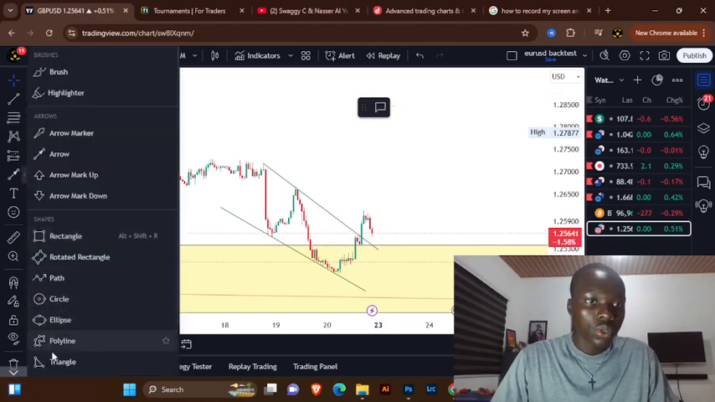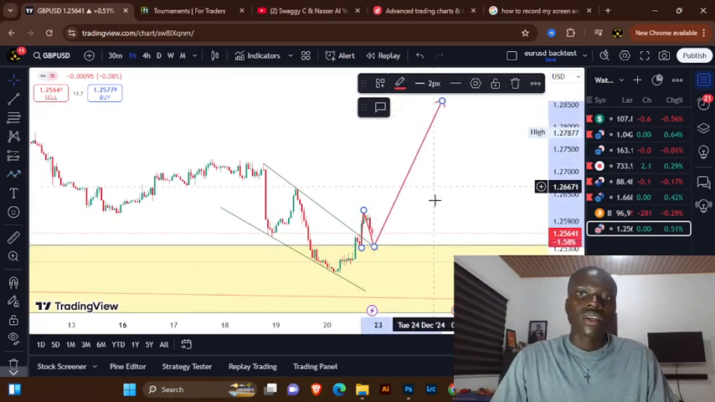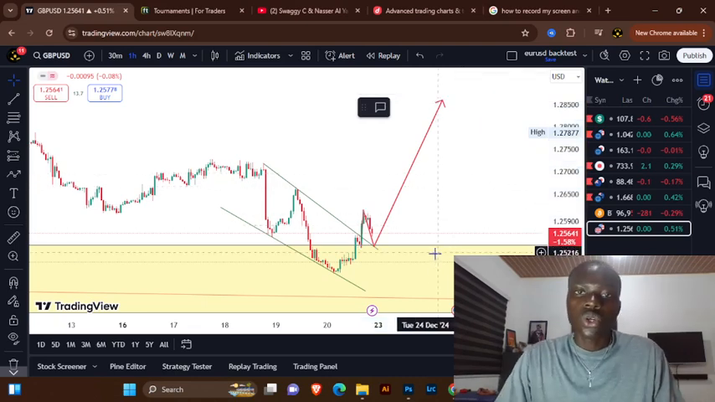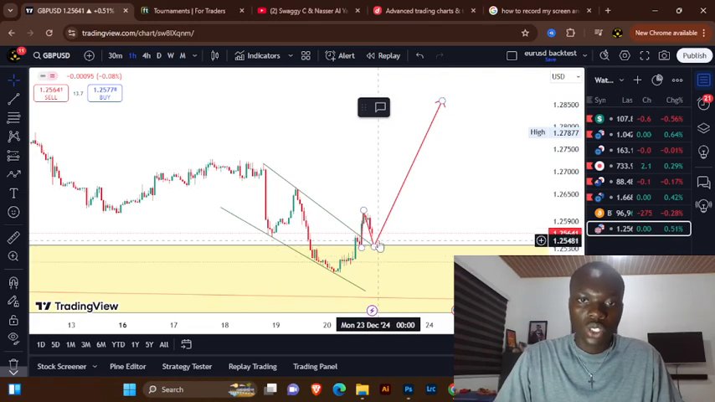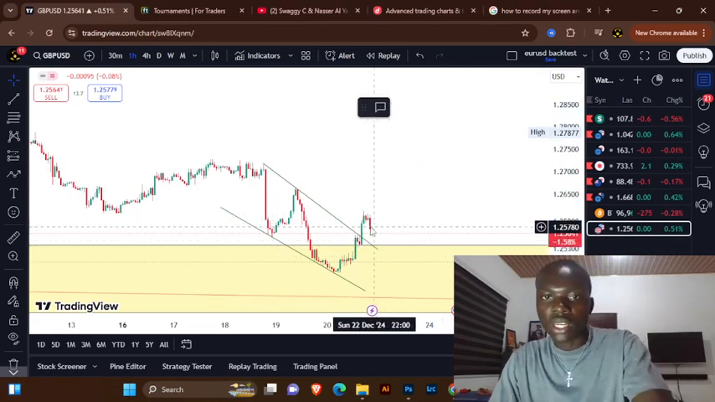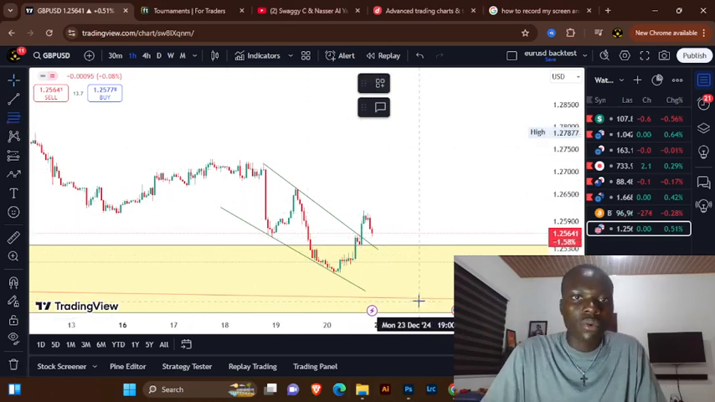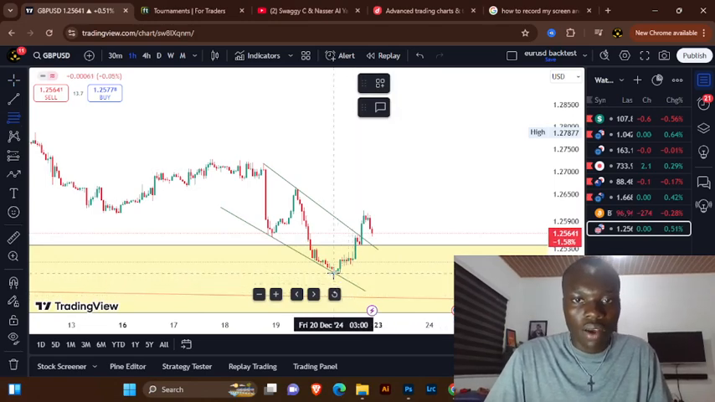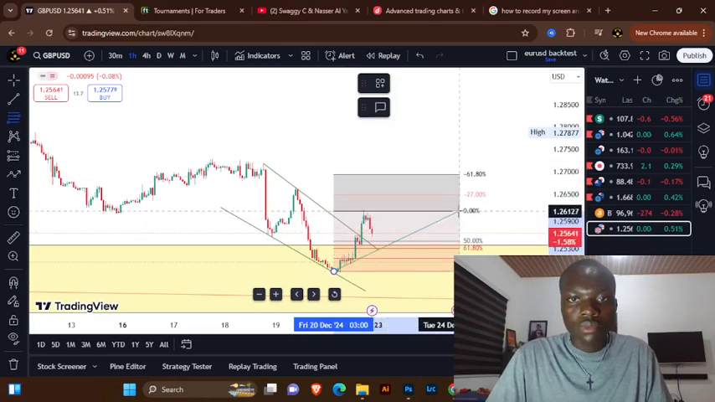So let me show you here. After this break, you come back to retest on this zone, then it's going to make a new high. This is what I'm waiting for, retest on this zone, then I buy immediately. So let's check our Fibonacci level.